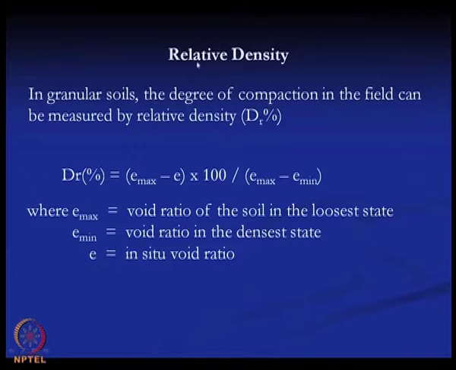The next one is the relative density of the soil. In a granular soil, the degree of compaction in the field can be measured by a relative density RD in percentage. So, relative density can be expressed as (E max minus E natural) divided by (E max minus E min) into 100, because it is expressed in terms of percentage, where E max is the void ratio of the soil in the loose state and E min is the void ratio in the dense state, and E is the in situ void ratio or natural void ratio. So, if we know the E max, E min and E at any condition, then we can determine the degree of relative density of the soil at that situation.